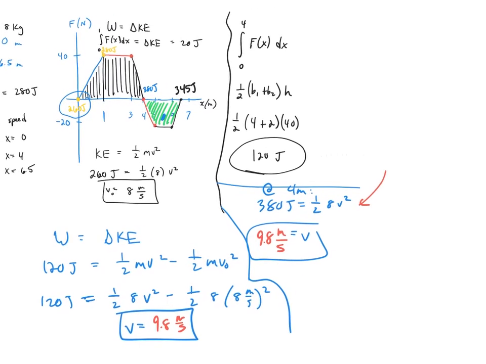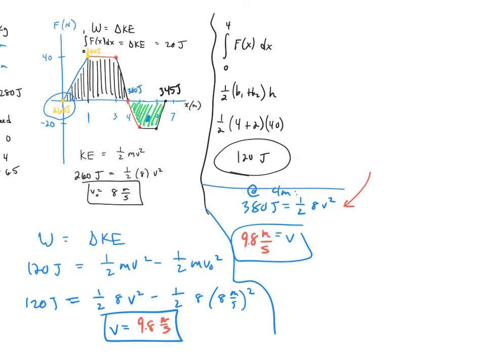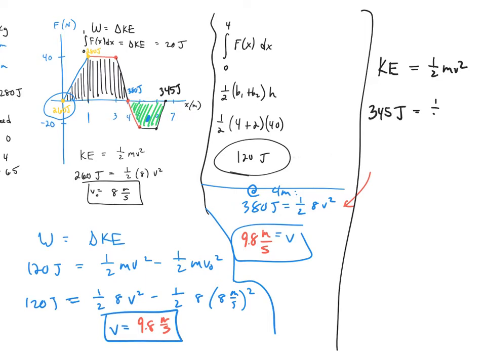So as a result, the last part becomes what? See? Last part is saying find the speed at 6.5. So it's got a certain amount of energy at 6.5. And that equals 1/2 mv squared. It's got 345 joules of energy there. The mass is still 8. And V, what will it turn out to be? What is that going to turn out to be?